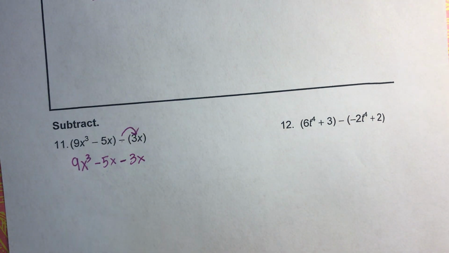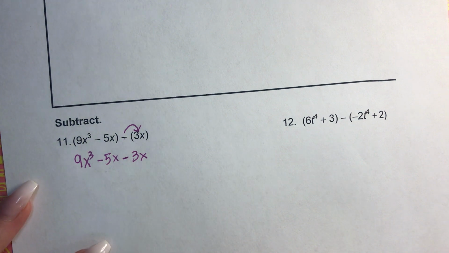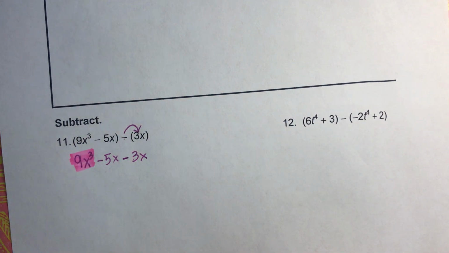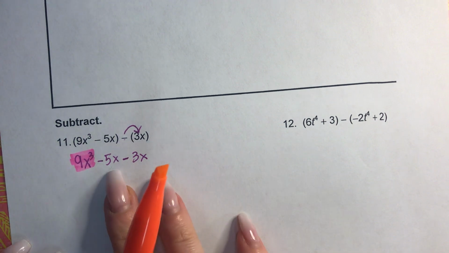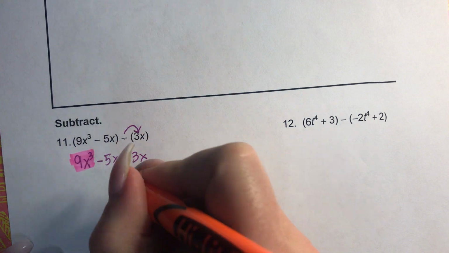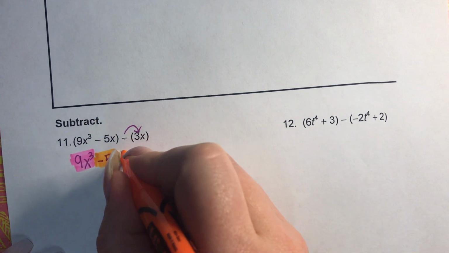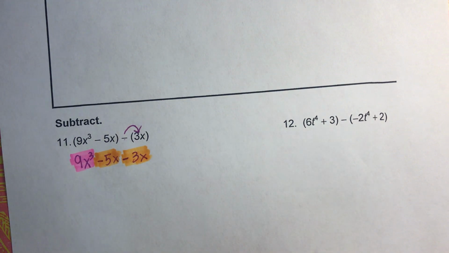Perfect. Now it's just time to combine like terms. So I see that there's this x cubed, 9x cubed, right? And there's no other x cubes. And then there's the x's that have the exponent of 1. So we have negative 5x here and then negative 3x there.